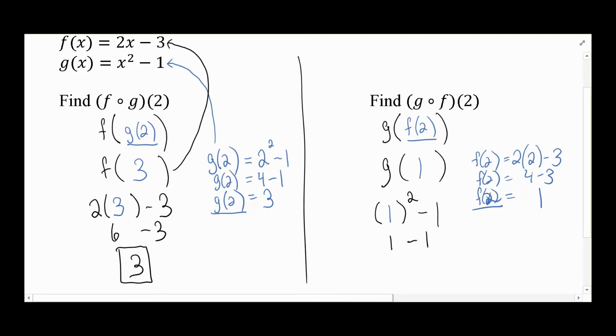That gets me 1 minus 1, or 0. So when I changed the order that I did these functions in, I did get a different answer, which should make sense if we go back to our idea of an assembly line. If you go down to Ford and you flip the switch and send the assembly line in reverse order, it's obviously going to change what happens.